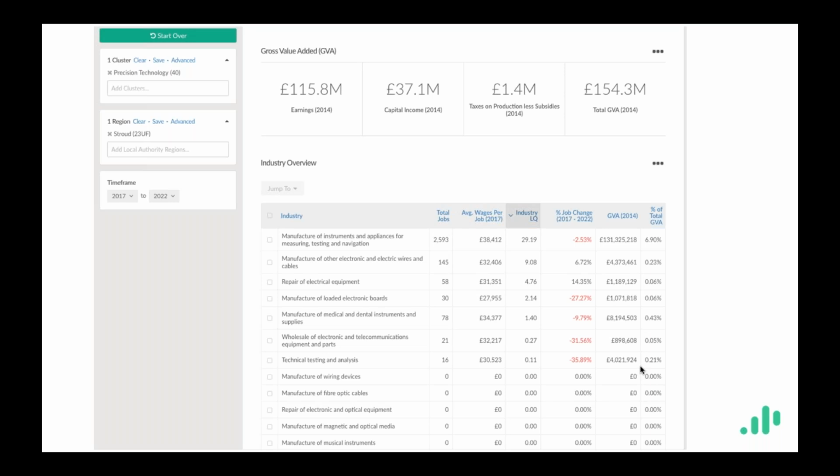And as you can see below, you can dig down to the 4-digit standard industry classification level. So you can look at each individual industry within the cluster, and you can look at the GVA. So that almost far right column there is GVA by each of the industries. Just wanted to show you how it's been incorporated into our Strength Finder tool.